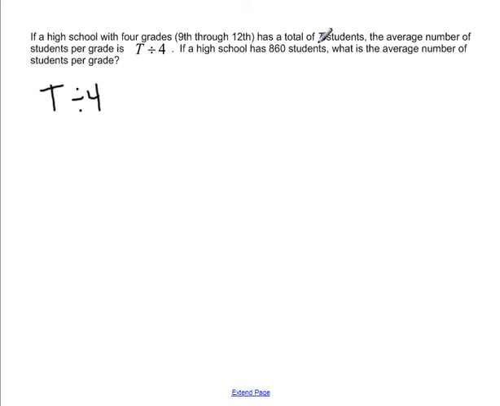So what have they told us? They've told us that T, capital T, is the total number of students in the high school. And then they go on to tell us that a high school has 860 students. So let's evaluate this expression. We're going to evaluate for T equals 860, because that's what this information is telling us right here.